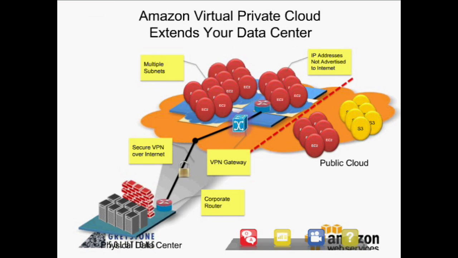So a typical architecture diagram would look like this. You have an enterprise corporate data center on the left, and you have a secure VPN over the internet into the VPC environment. Within the VPC environment, we have multiple subnets with IP addresses that are not advertised to the internet, and then we also have a public AWS cloud, which is accessible over the internet.